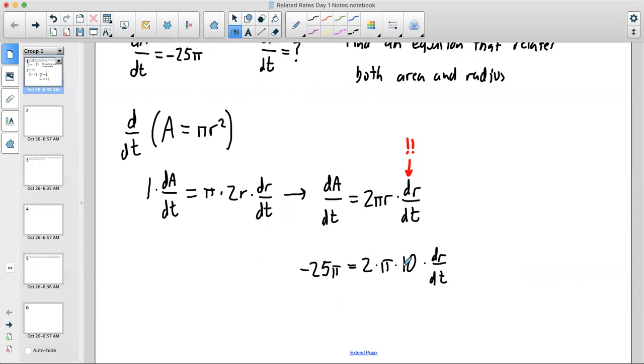2 times 10 is 20. I can just cross off the pi's. I'm going to divide both sides by pi. And I get negative 25 over 20 equals dr/dt. And this, if we simplify it a little, is negative 5 over 4 inches per hour.